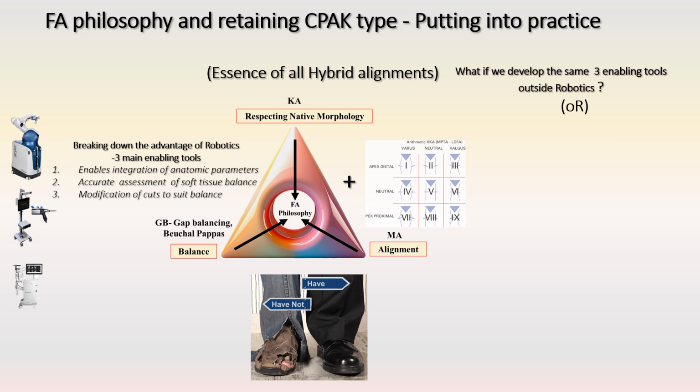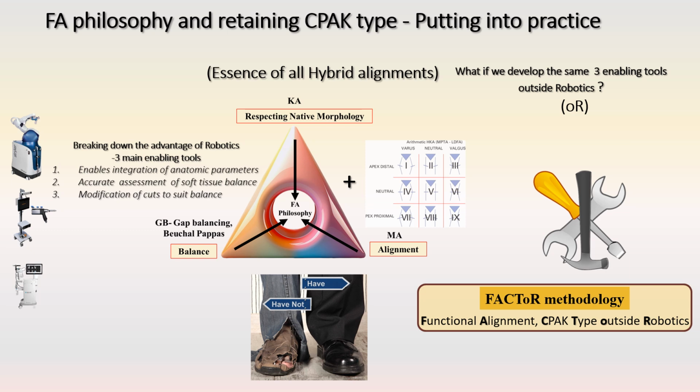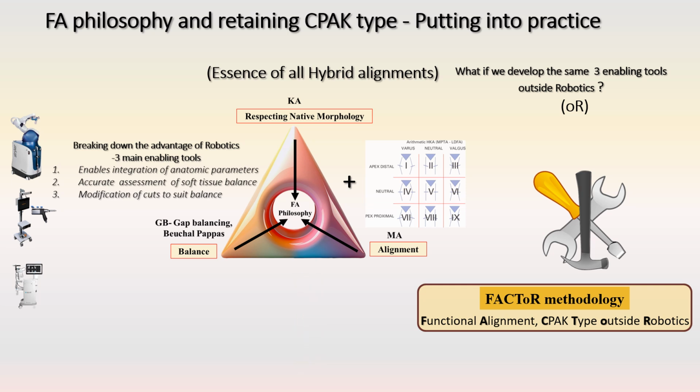The question is, what if we develop the same three enabling tools outside of robotics? That's exactly what we have done. So we have developed three enabling tools that will achieve exactly the same goals as robotics without the need for robotics. And this we call the FACTOR methodology, which stands for functional alignment and CPAK type outside robotics. So with this, we hope to eliminate the divide between the haves and have-nots.